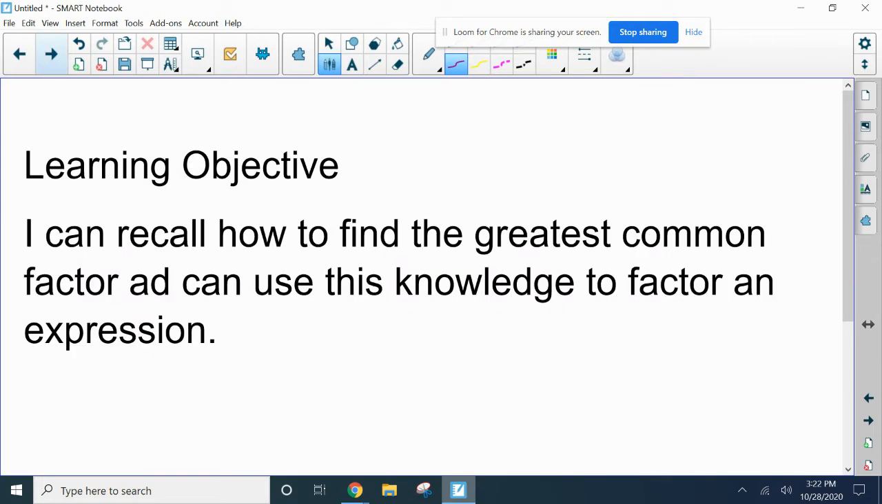All right, so that leads us into what we're going to talk about today. Our objective is that you can recall that information on finding the greatest common factor and use that knowledge in order to factor an expression.